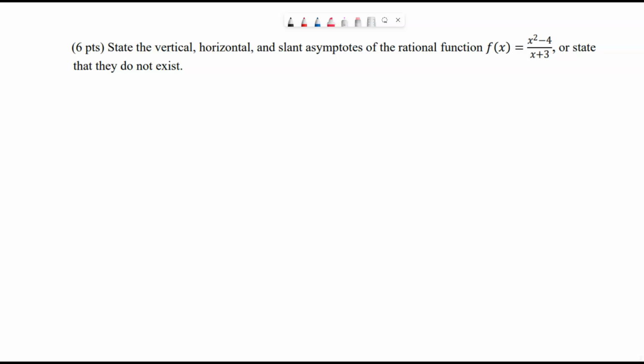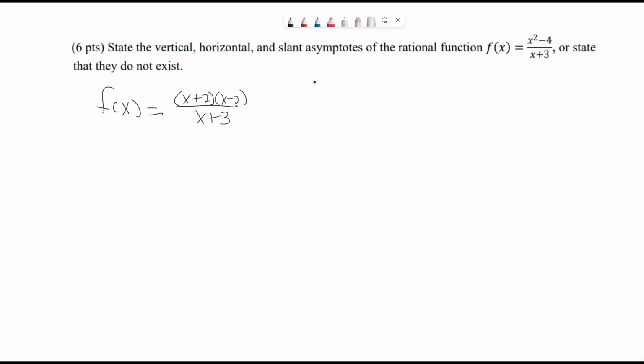State the vertical, horizontal, and slant asymptotes of the rational function, or state that they do not exist. The first thing you want to do is take a look at your rational function in fully factored form. In this case, our numerator of x squared minus 4 is a difference of squares, and we can factor as x plus 2 times x minus 2 divided by x plus 3.